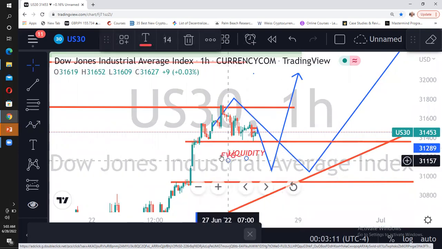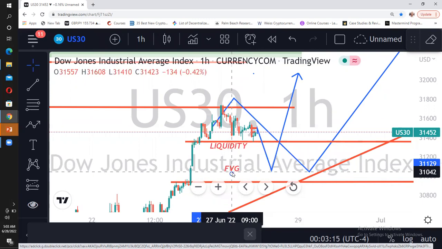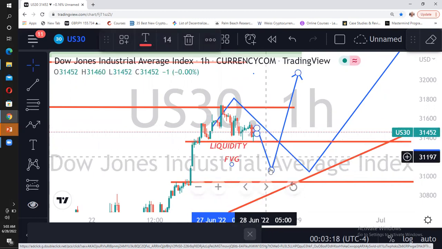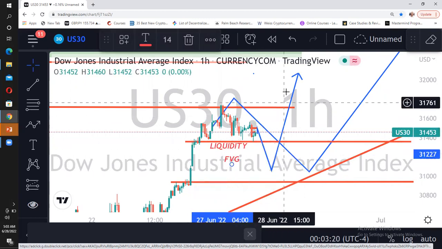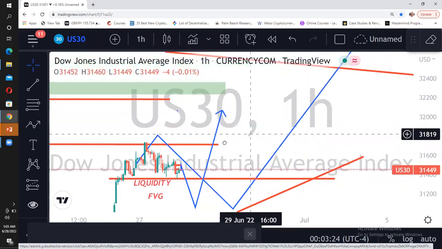We'll have liquidity, which is a sell side liquidity. And we'll have an FVG. So they're going to pull back down here and up. And that is what we're expecting from this pair, just as it was analyzed.